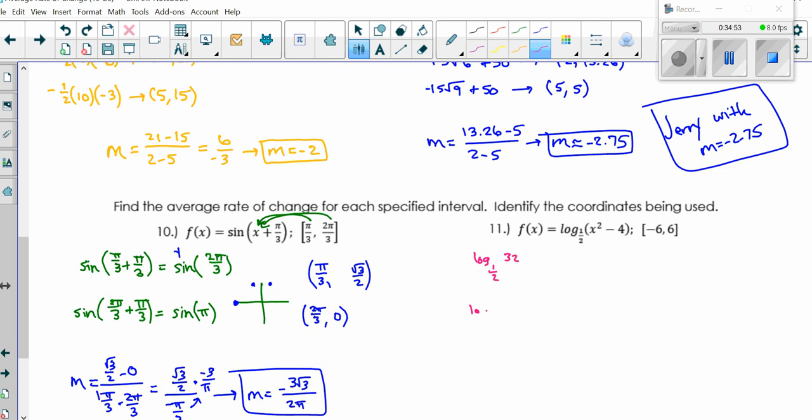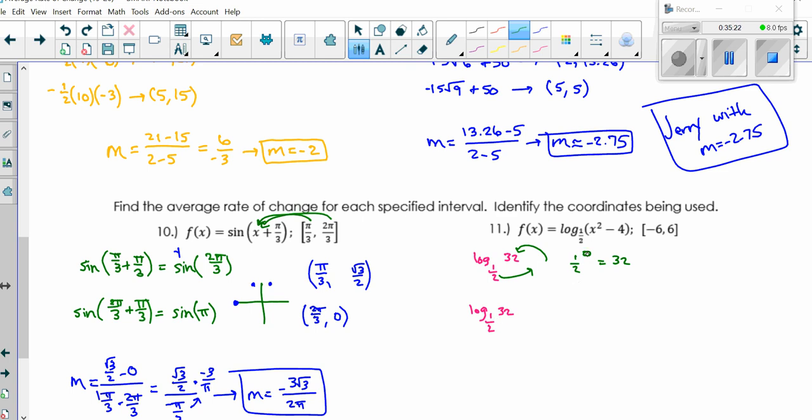Over here, I'm going to substitute in a positive 6, so this will be log base 1/2. When I substitute in a positive 6, I'm going to get the same thing, since 6 squared is still 36, 36 minus 4 is 32. Remember that when I evaluate, I'm saying 1/2 to the what power equals 32. And this one's going to say the same thing, so I'm not going to rewrite it.